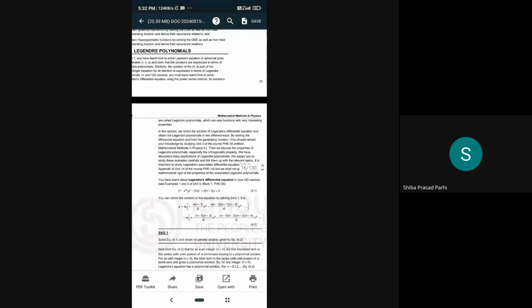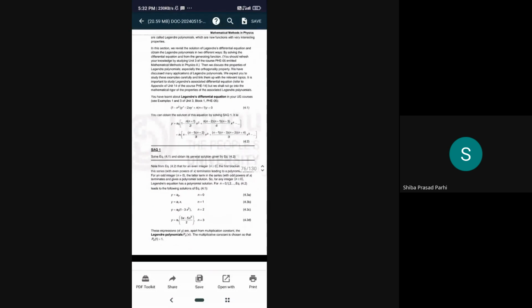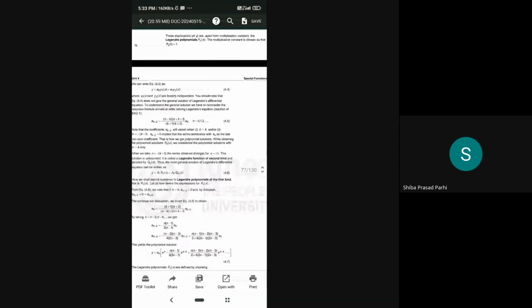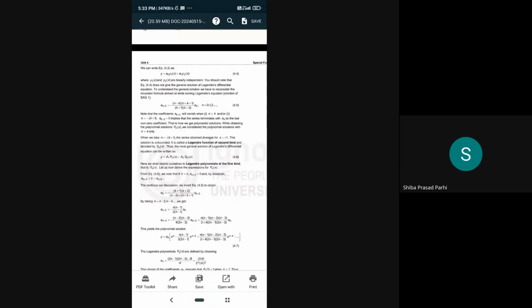So y is equal to a0, as shown in equation 4.2: a0 times 1 minus n into n plus 1 by 2 factorial multiplied by x square, and so on, plus a1 x minus, and so on. This is written here. You have y is equal to a0, y is equal to a1x when n is equal to 1, y is equal to a0 times 1 minus 3x square when n is equal to 2, y is equal to a1 times 3x minus 5x cube by 2 when n is equal to 3. This is the Legendre polynomial Pn(x). Okay, all these values.